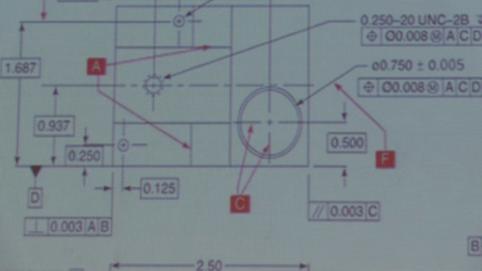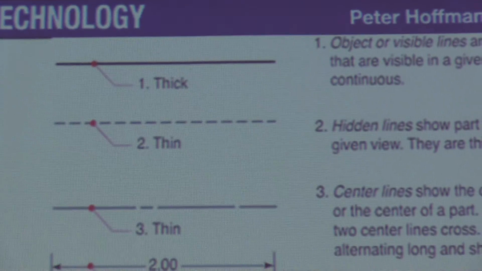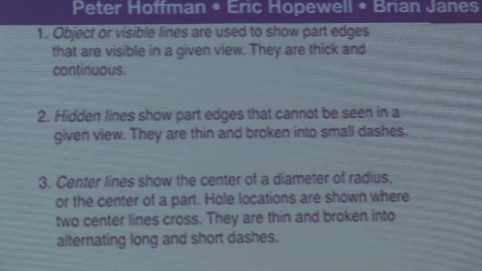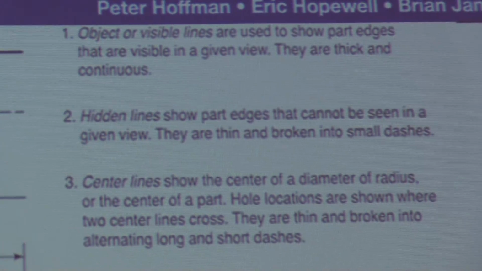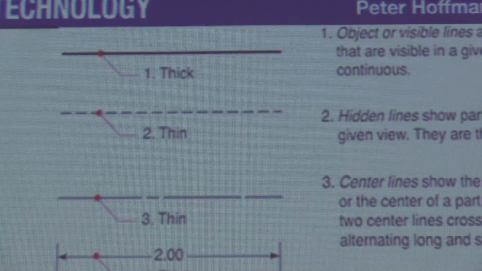So we've got object lines. I think we understand what they are. Okay, let's go back real quick. Hidden lines show part edges that cannot be seen in a given view. They are thin and broken into small dashes. So these are hidden lines.